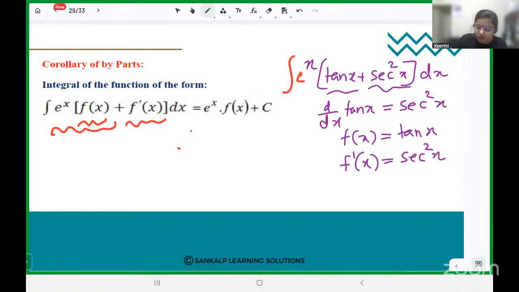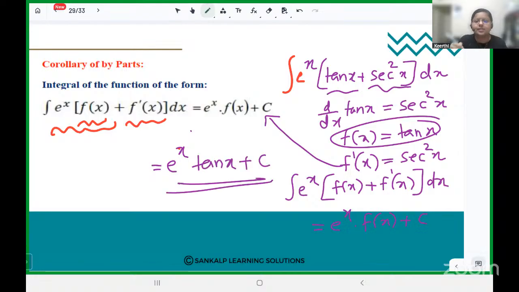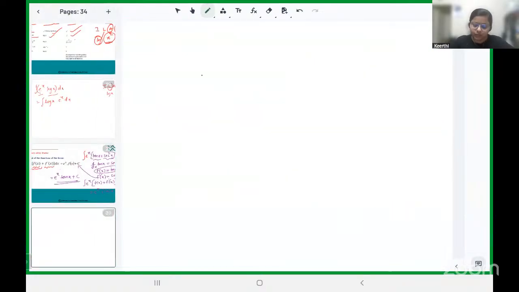Now, is this of the form like this? Now we can write this as e raised x into f of x plus f dash of x into dx. Right? So what will be the integral of this function? e raised x into f of x plus c. Here, what is f of x? It is tan x, right? So the answer will be e raised x into tan x plus c. All right. I hope this is clear to you. We'll do one more question.